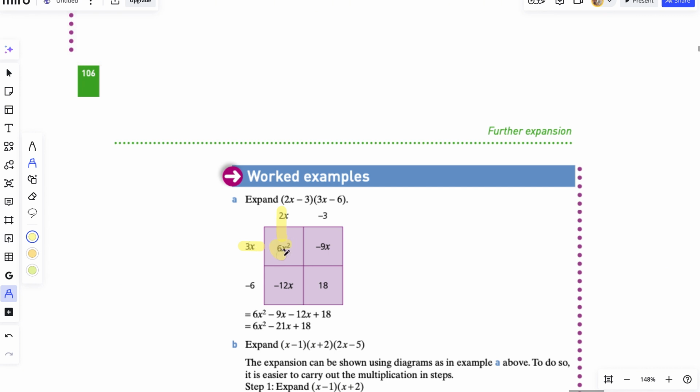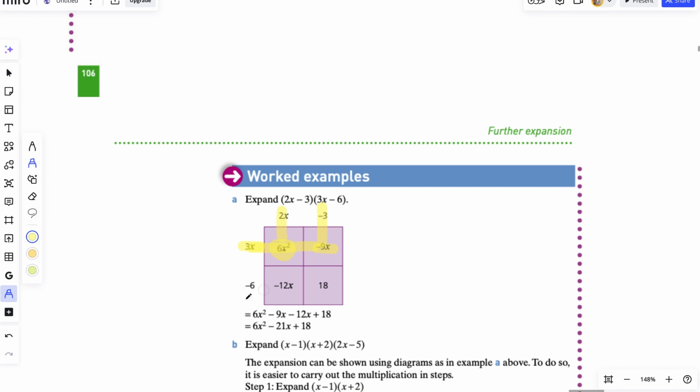That's how we got this 6x squared. And then we take this one to multiply this one. We're going to take this number to multiply this number to get what is here. Now 3x times 3, we're going to get negative 3. Negative 3 times 3x, we're going to get negative 9x.